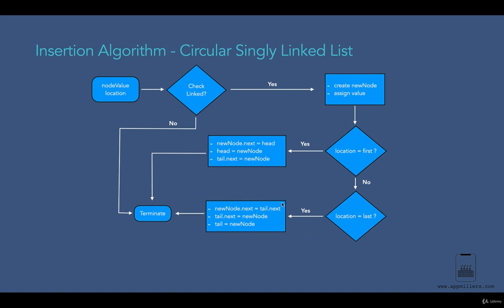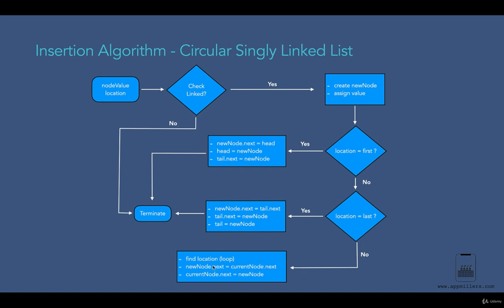Now the last case is inserting a node at a specified location. In this case, we need to loop through the nodes until we find the location at which we are going to insert the new node. When we find it, we update the new node's next reference to point to the node which is after the current node. We are inserting a node between the current node and the next node, so we need to change the new node's next reference to point to the next node. To access the physical location of the next node, we use the current node's next reference.